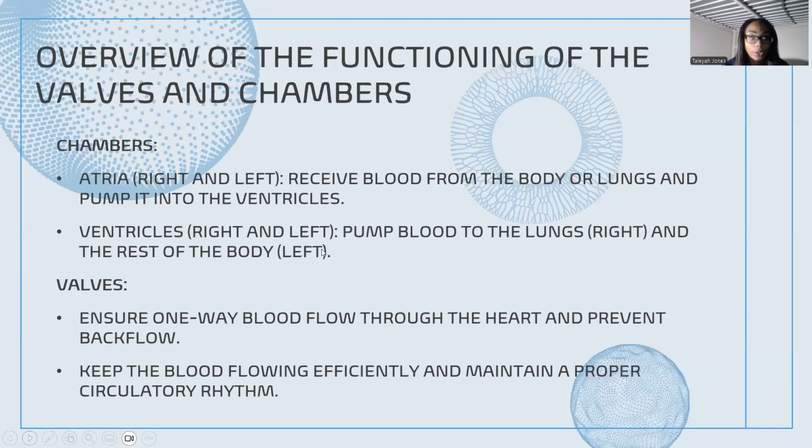Then lastly, just the overview of the functioning of the valves and chambers. The chambers are the atria, right and left side, which receive blood from the body or lungs and pump it into the ventricles. Then we have the ventricles, right and left. They pump the blood to the lungs on the right and the rest of the body on the left. So right side lungs, left side body. Then we have the valves. They ensure one-way blood flow through the heart and prevent backflow, so the blood stays up and flowing, which keeps the blood flowing efficiently and maintains proper circulation rhythm.